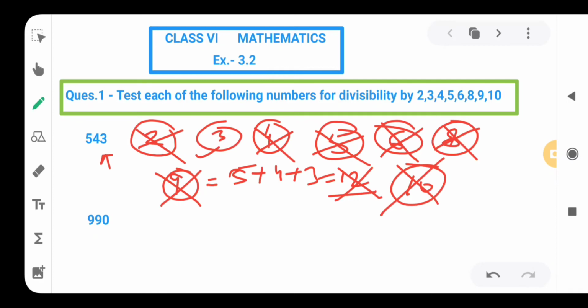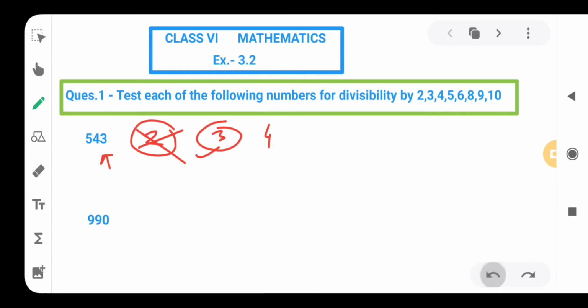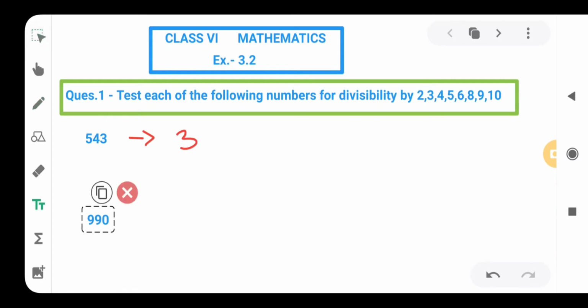So for the divisibility of 543, I'm going to write down the divisors. We can see that the only divisor of 543 among these is 3. That means 543 is divisible by 3 only. Let's take another value, that is 990.